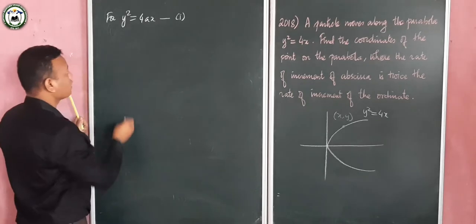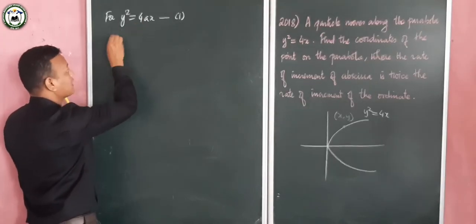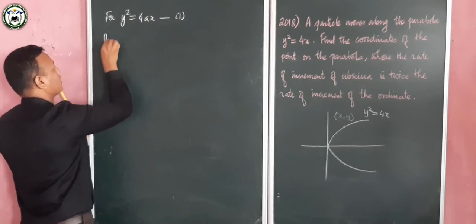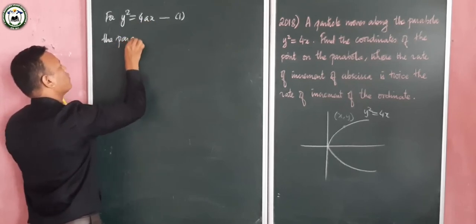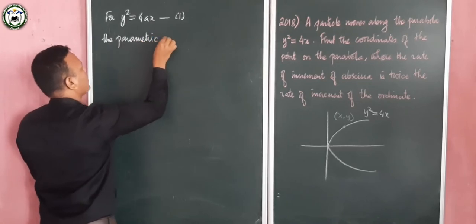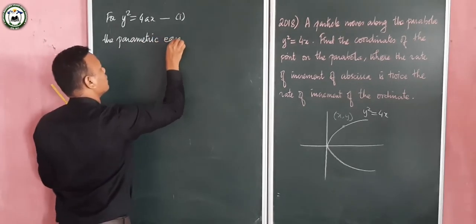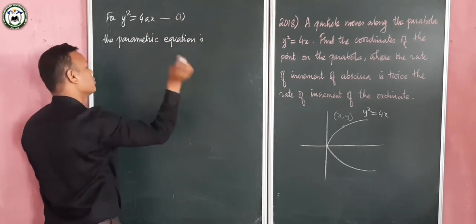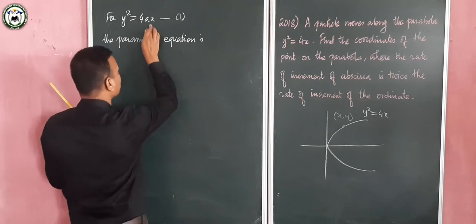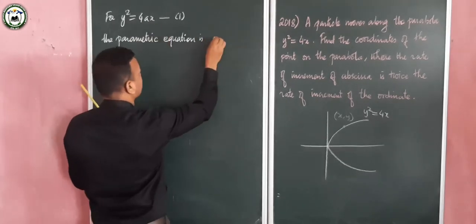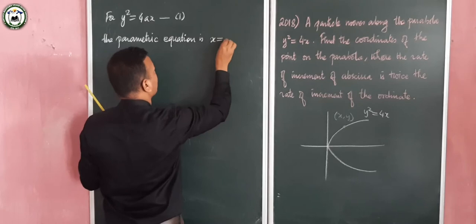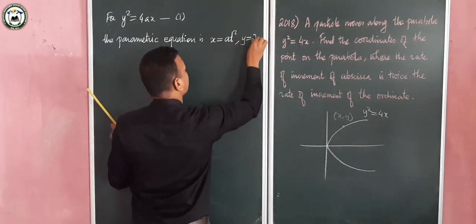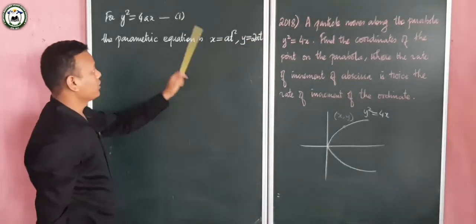Okay, so the parametric equation for this is given by... if you don't know what the parametric equation is, open your last year's coordinate geometry book. There you will find that the parametric equation is x equals at square and y equals 2at. Okay, so this will be the parametric equation of this.